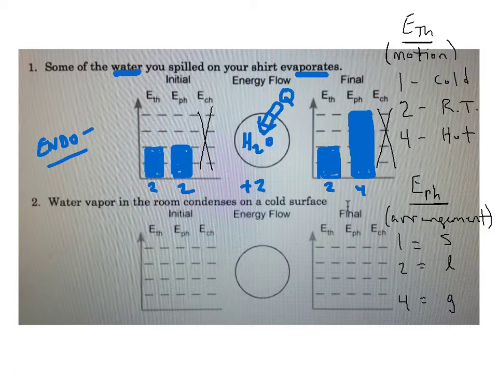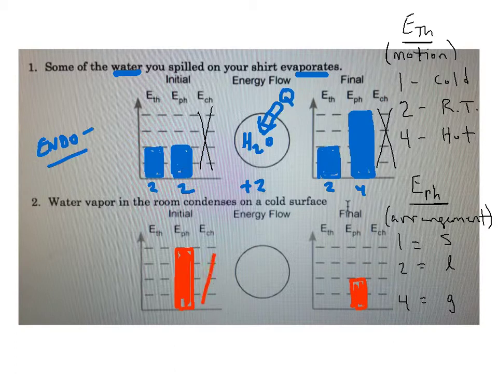Okay, let's move on to number 2. I'll change colors and just differentiate between the two, make it easier to follow. Water vapor in the room. So water vapor, 4 bars, it is a gas. Okay, that water vapor condenses. When something condenses, it goes from the gaseous state to the liquid state. So it drops to 2 bars.